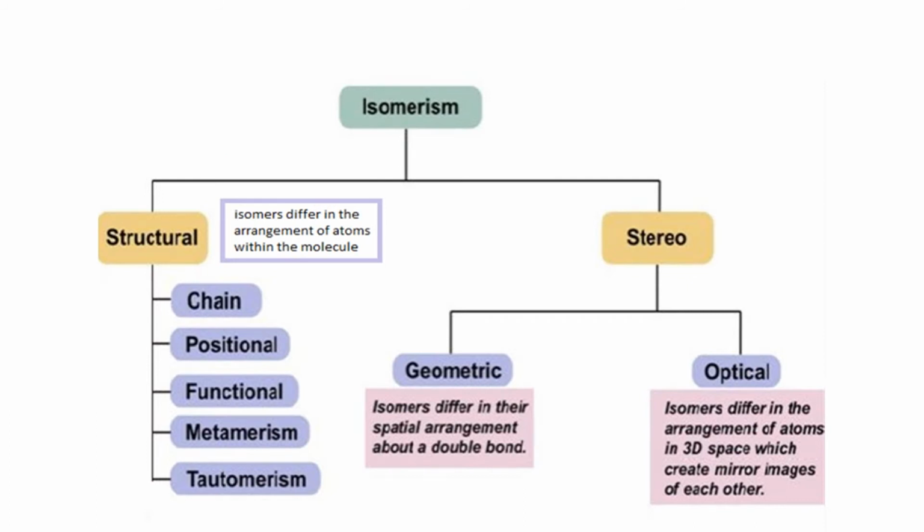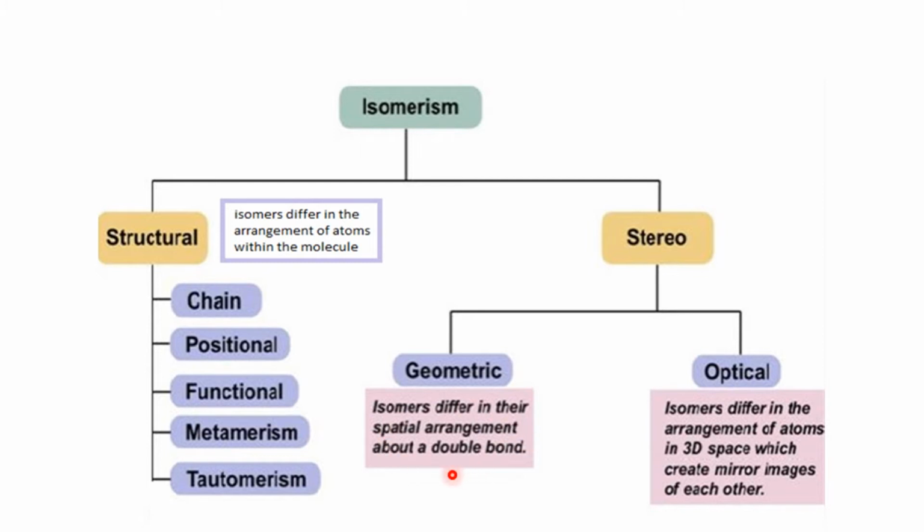Now this is the tree for the isomerism and its branches. Here we are having two branches of isomerism, that is structural isomerism and stereoisomerism. Structural isomerism, in which the isomers differ in the arrangement of atoms within the molecule. Actually the two molecules are having the same molecular formula, but their structural formulae are different.